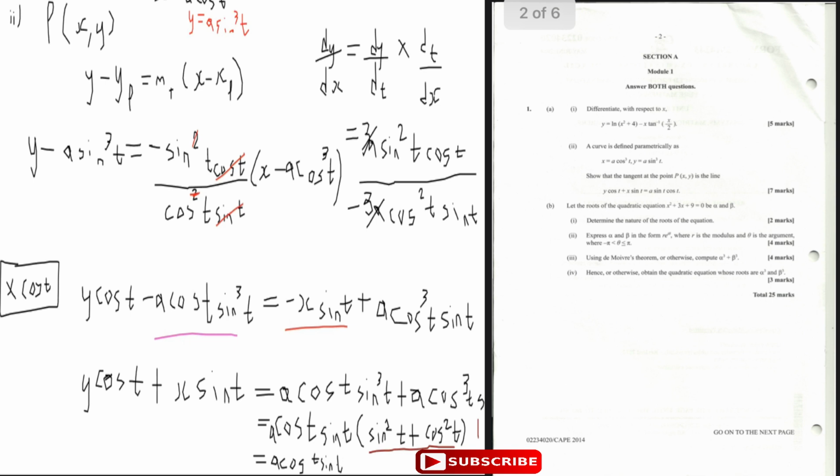And so hence y cos t plus x sine t is equal to a cos t sine t. Nice and easy. As we like to say, soft. Soft with a capital T. So proven.